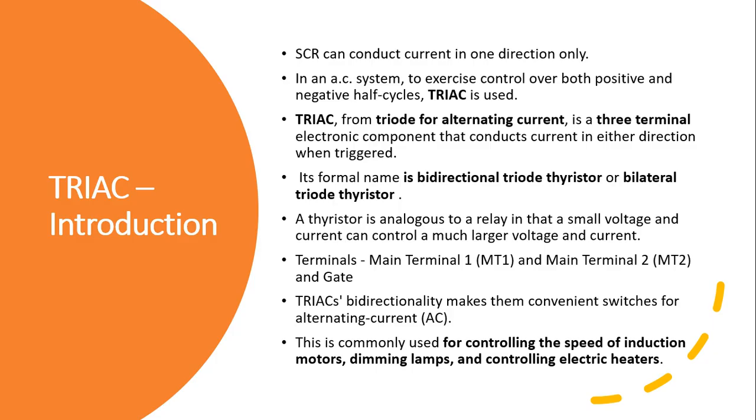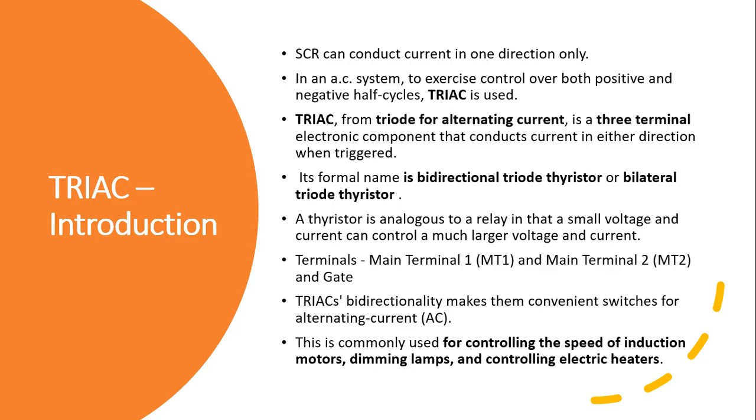And as the name implies, TRIAC is a triode AC switch, and it is a three-terminal device, and its formal name is bidirectional triode thyristor or bilateral triode thyristor. And a thyristor is analogous to a relay in that a small voltage and current can control a much larger voltage and current. Here the terminals are main terminal 1, main terminal 2 and the gate.